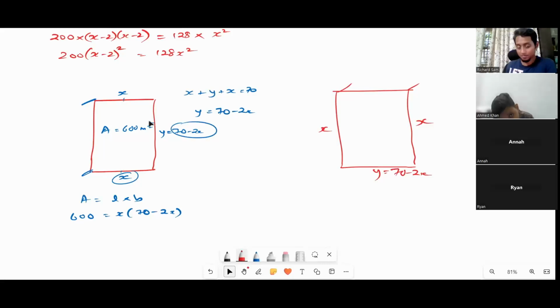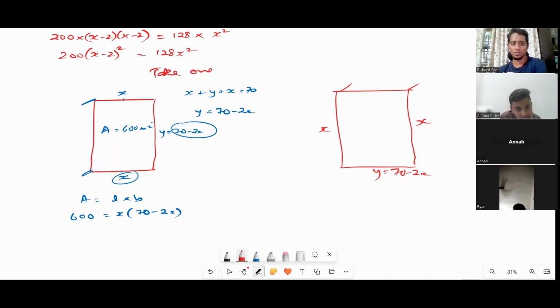Draw this diagram first. You have to write statements. How will you write your statements? Take one side as x. Take length as x and the breadth as y. Since perimeter is 70, x plus y plus x, this is the way I wrote it. You just write, take one side as x.